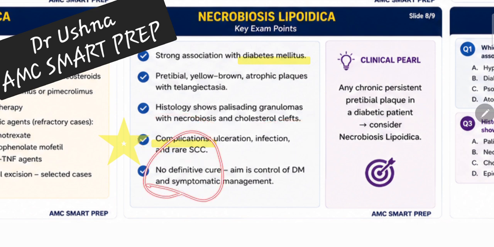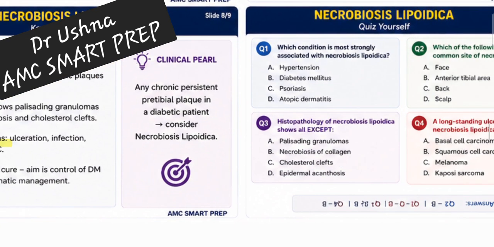There is no definitive treatment. You have to aim for diabetes control and then symptomatic management. Whatever the lesion is, you have to manage accordingly. So this is basically your necrobiosis lipoidica.